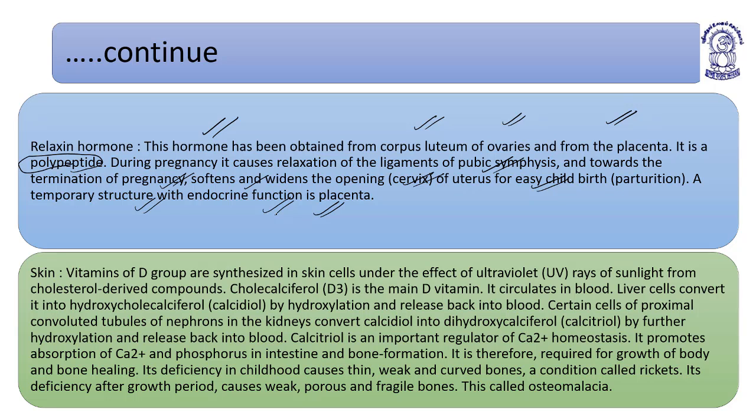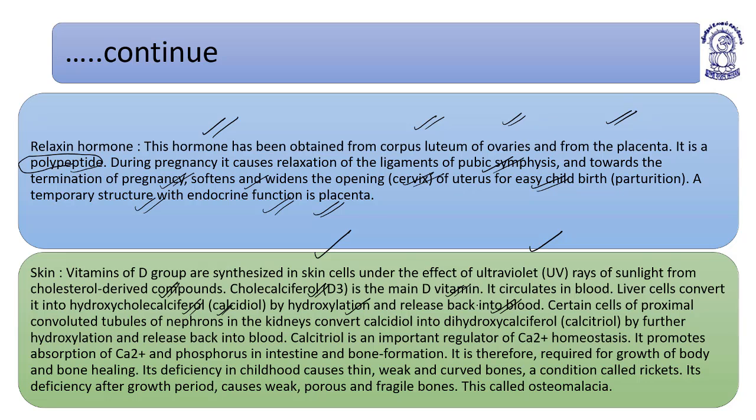Skin. Skin is a producer or activator of vitamin D. Vitamin D is synthesized in skin cells under the effect of UV rays of sunlight from cholesterol derived compounds. Cholecalciferol, vitamin D3, is the main D vitamin. It circulates in blood. Liver cells convert it into hydroxycholecalciferol, calcidiol, by hydroxylation and release it back into the blood.